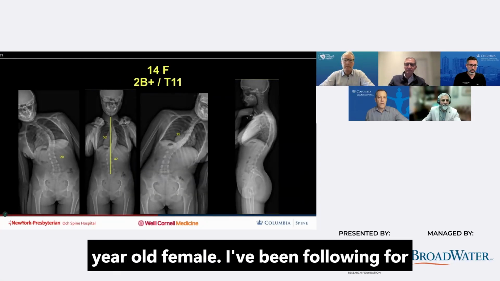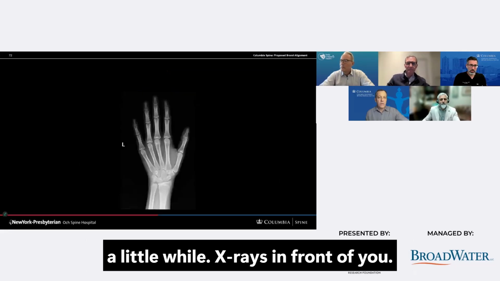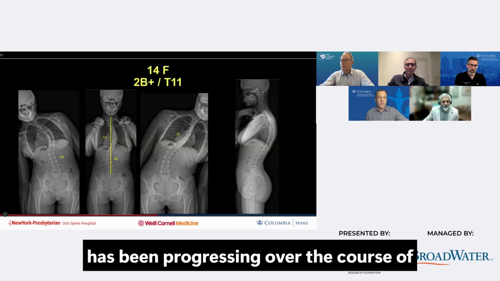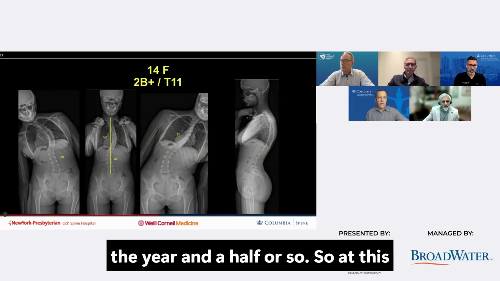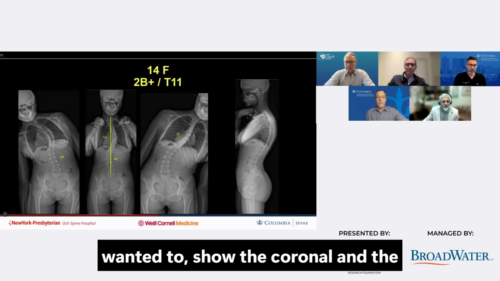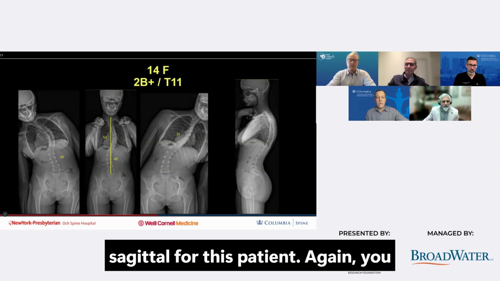So this is a 14-year-old female I've been following for a little while. The X-rays are in front of you. The main thoracic curve is about 52. This has been progressing over the course of a year and a half or so. So at this point, we decided on surgery. And I really wanted to show the coronal and the sagittal for this patient.